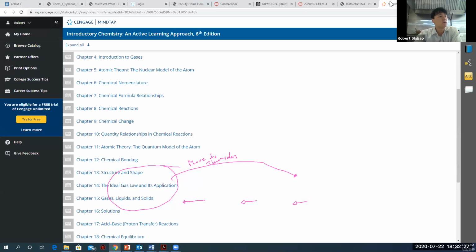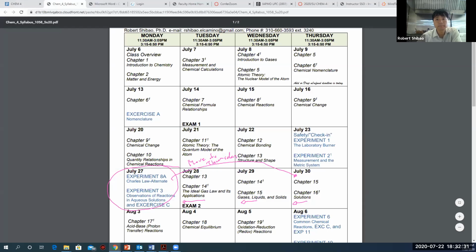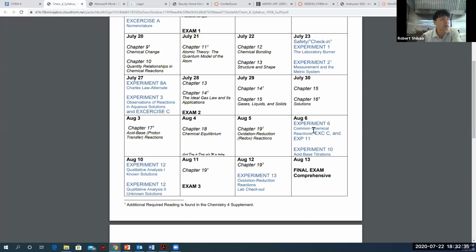We're going to do some more. When we look at the lab schedule, we're going to be doing more chemical reactions. For example, experiment 3, we're doing observation of reactions. Experiment 6, some common chemical reactions. Experiment 12 deals with lots of chemical reactions, and experiment 13 deals with oxidation, reduction, redox reactions. So we're doing a lot of chemical reactions, and we'll get a lot more practice with them as we go along.